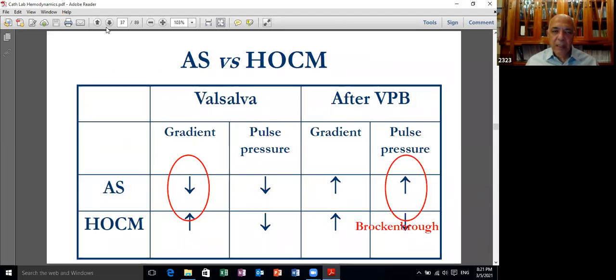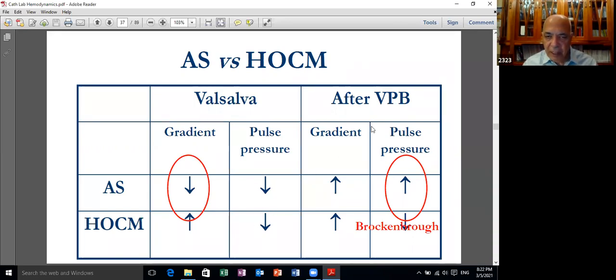So to summarize this situation, the differences between aortic stenosis and hypertrophic cardiomyopathy: if you decrease the venous return by Valsalva maneuver, then the gradient will decrease in valvular aortic stenosis, but the decrease in the venous return will collapse the left ventricle, will exaggerate the SAM contact, and will result in an increase in the gradient, which is different from valvular aortic stenosis. But in both conditions, because of the decrease in the venous return, the pulse pressure will decrease.